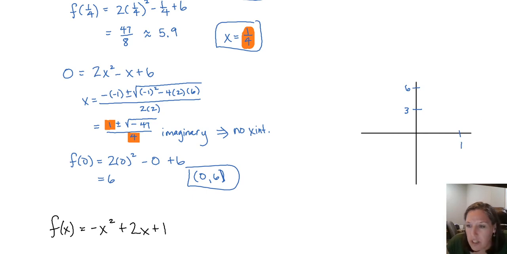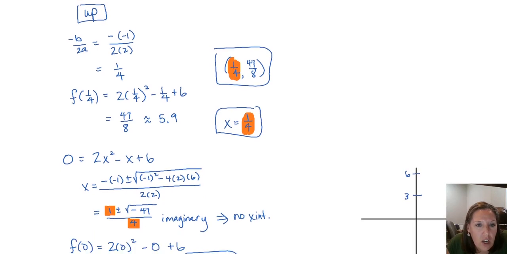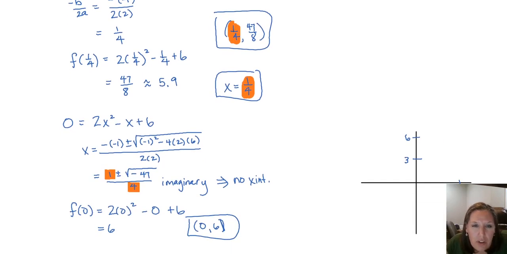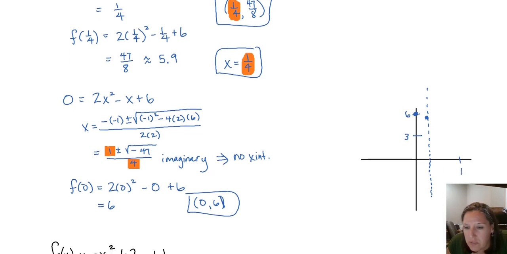And so graphing the information that we have, it's going to open up. We have 1/4, 47/8. So 1/4 is going to be about right there, and it's just going to be shy of 6. We do have a vertical axis of symmetry there, and we have no x-intercepts. We've already talked about how that makes sense with what we know. And then we have a y-intercept at the point (0, 6).